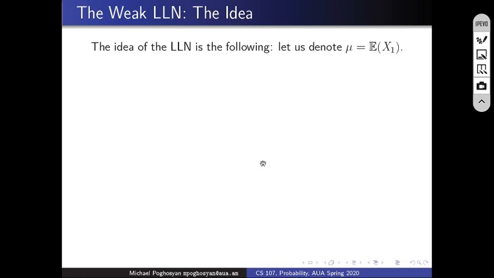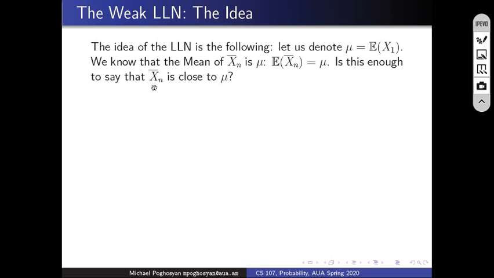The idea of the law of large numbers is the following. Let us denote by mu this expected value. We know that the mean of Xn bar is mu. So we have calculated the expected value of Xn bar. This is the same as the expected value of x1. This is mu.